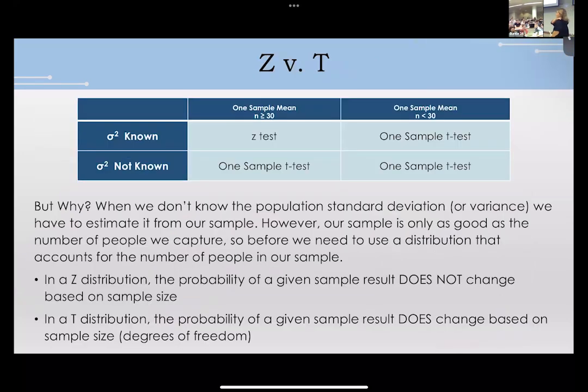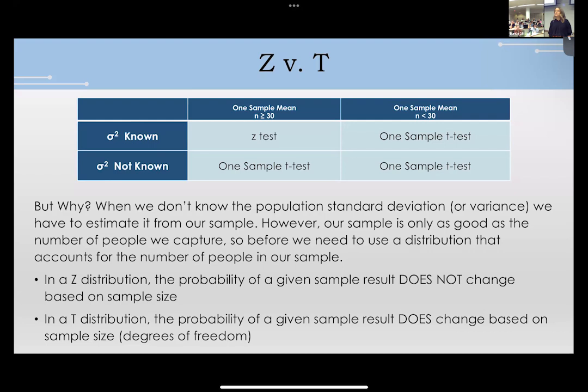We know that when we know the population variance or standard deviation, we can run a Z-test, right? When we don't, automatically we have to run a T-test. But why? Well, when we don't know the population standard deviation or variance, we have to estimate it, right? But the problem is that our sample is only as good as the number of people that we capture. So we have to use a distribution that considers how many people we were able to capture in our sample, right?